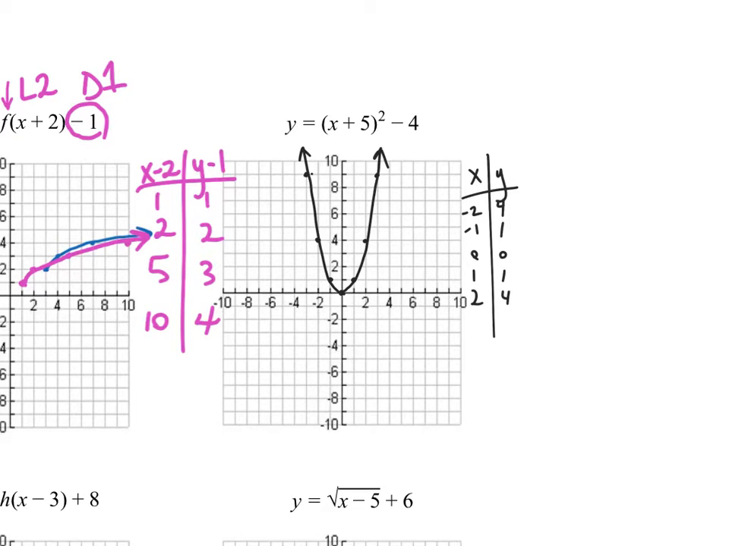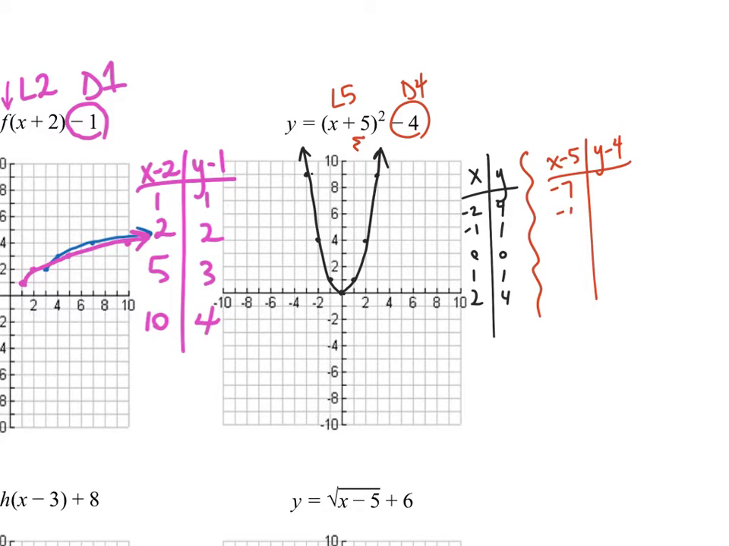Looking at this one, I want to use red because I want to use a different color. This tells me down 4. This tells me left 5. And because of that, I'm going to do x minus 5, y minus 4. So I have negative 7, negative 6, negative 5, negative 4, negative 3.